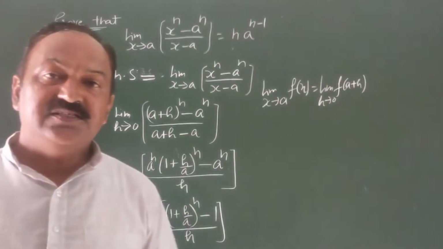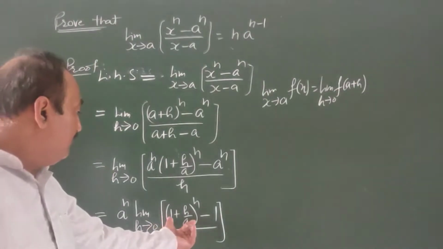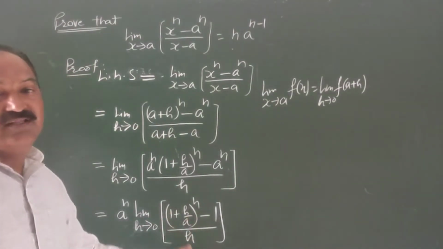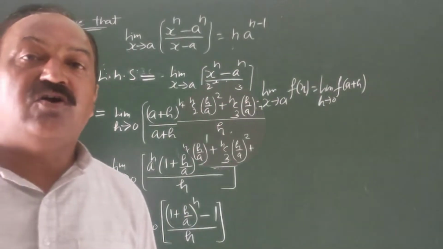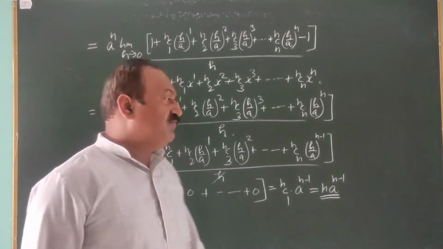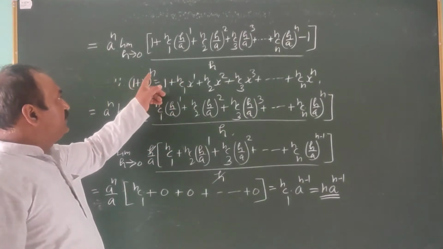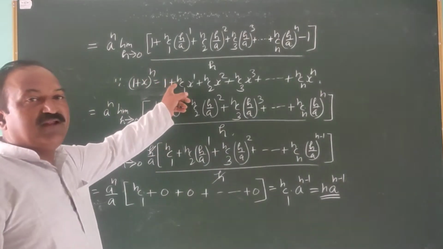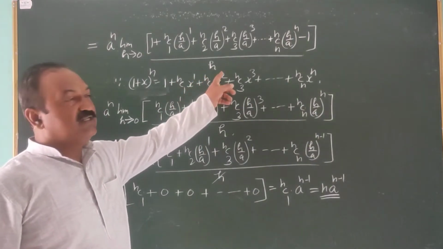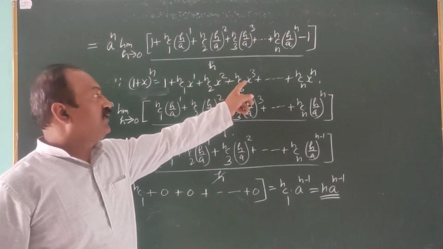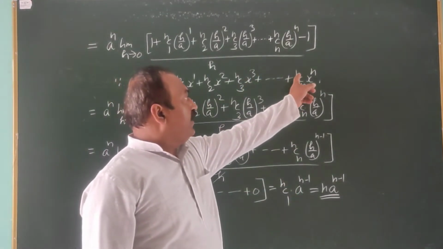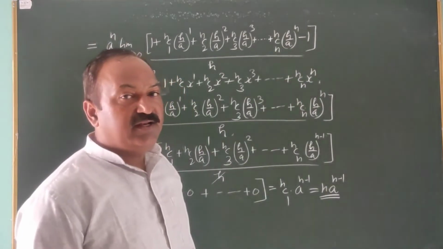Now after this we will apply the binomial theorem formula, and applying the limit we get the solution of this theorem. Now applying the formula, 1 plus x raised to power n is equal to 1 plus nc1 x raised to power 1 plus nc2 x raised to power 2 plus nc3 x raised to power 3 plus and so on up to ncn x raised to power n.